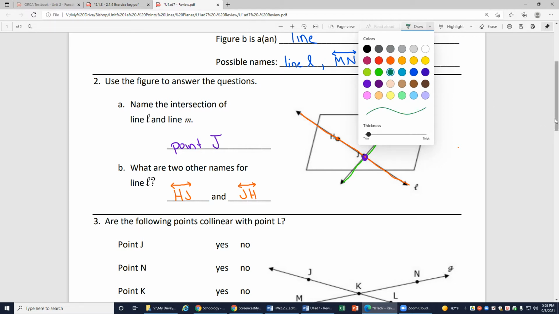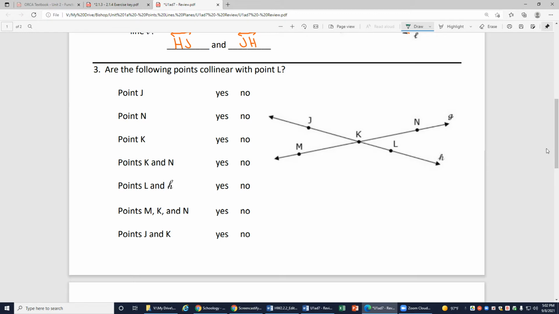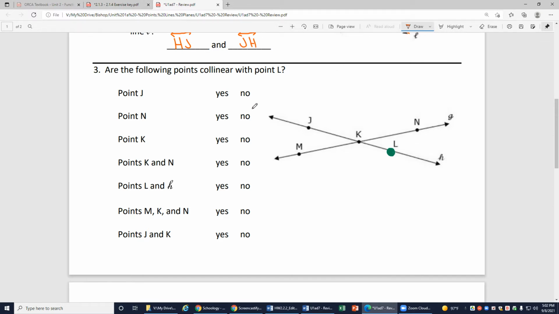Let's look at number 3. Are the following points collinear with L? So are they going to be in line with this point right here, L? Okay, so that's what I'm looking to see. All right, so when I start with the first one, point J, now it's only 1 point, right? So 1 point is going to be in line with L. That's going to be a yes.